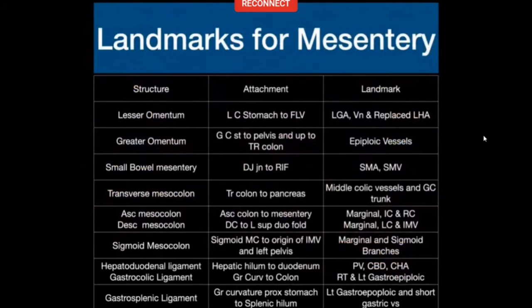So these are just landmarks for the mesentery, how you will decide which mesentery is which. Left gastric artery, epiploic vessels, SMA, SMV, middle colic, marginal branches from the right colic, marginal branches from the left colic, and right and left gastroepiploic. So just to tell you from where, which structure goes where, and how you look at the vessels.